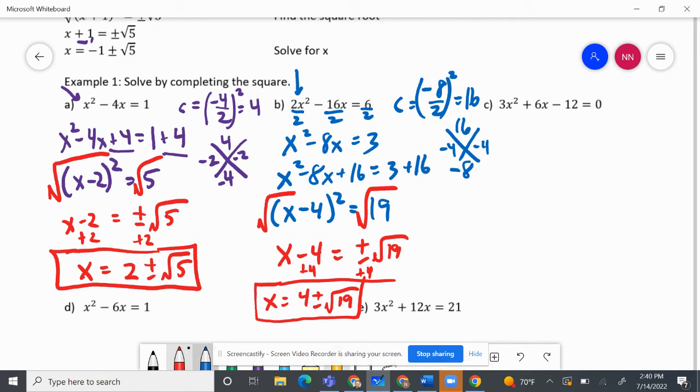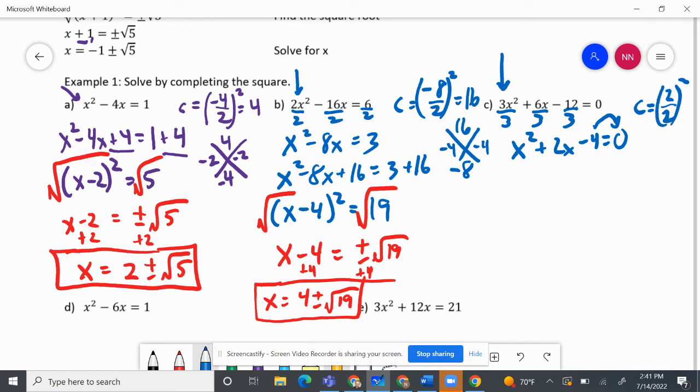Now, if we're looking at letter C, we see that our a value is 3, so we're dividing each of the terms by 3. I get x squared plus 2x, and then this is minus 4 is equal to 0. I'm going to bring the 4 over. I'm also going to find my new c value, and that would be 2 over 2 squared. 2 divided by 2 is 1. 1 squared is 1. So I have x squared plus 2x plus 1. And remember, I move the 4 over, so it's 4 plus 1. Whatever I do on one side, I have to do the same thing on the other.